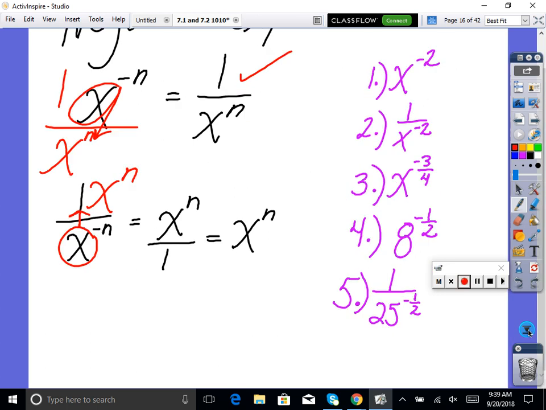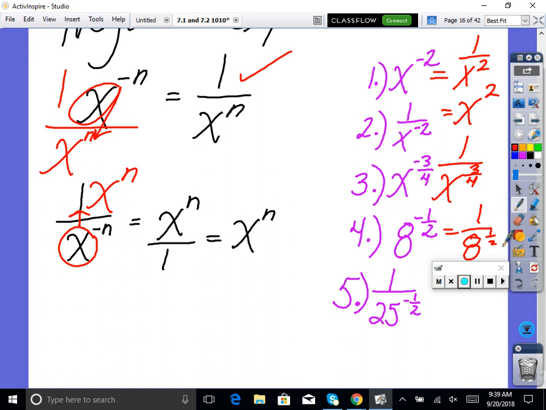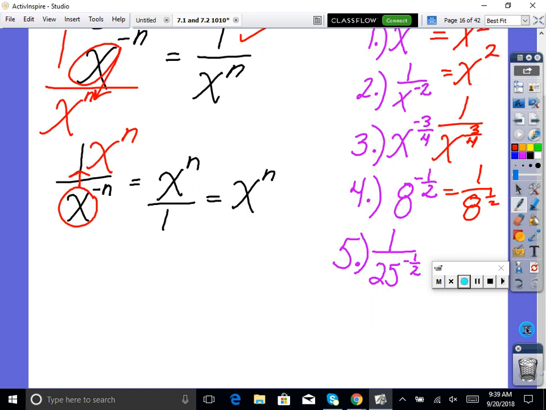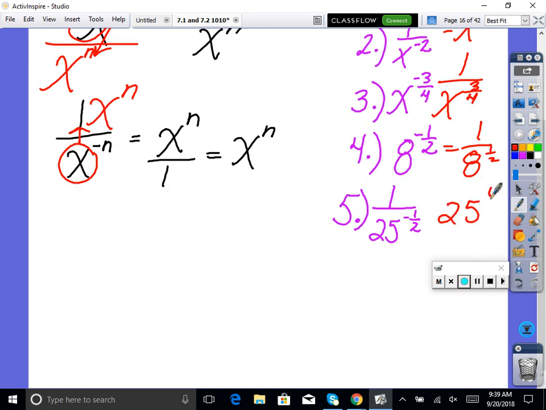So just quickly tell me how to rewrite these with positive exponents. This is what? 1 over x squared. This one is? X squared. This one is? Yep, 1 over x to the 3/4. This one is? 1 over 8 to the 1/2. We're getting the picture here. And then this one would be 25 to the 1/2.